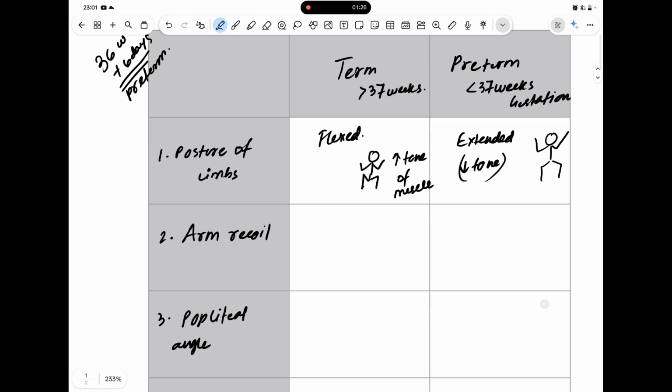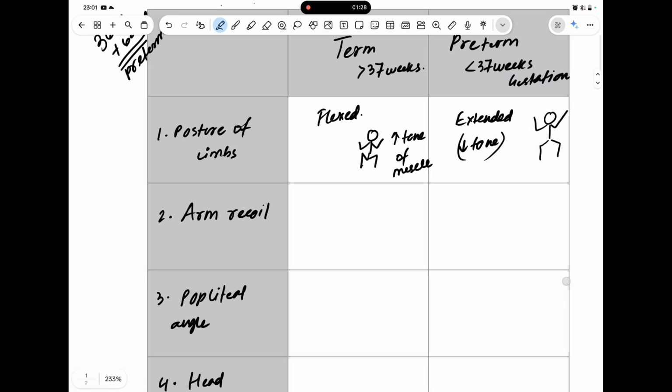Arm recoil. Since there is increased tone, the arm recoil means if you want to straighten the arm, it will again come back to its position, right? So it is present in case of term. In case of preterm, the arm recoil is absent.